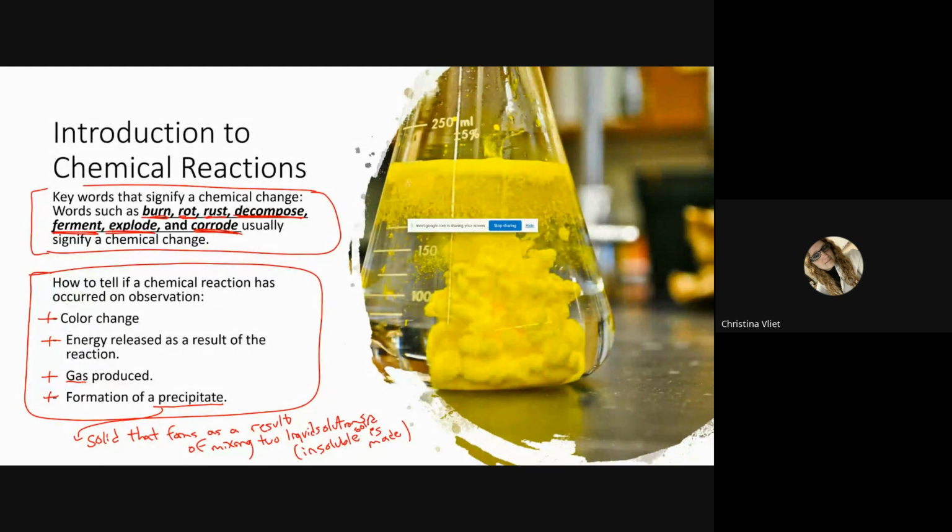The terminology soluble and insoluble you should now be familiar with because you did do a lesson on that. Solubility means it dissolves in water, and insoluble means does not dissolve in water.